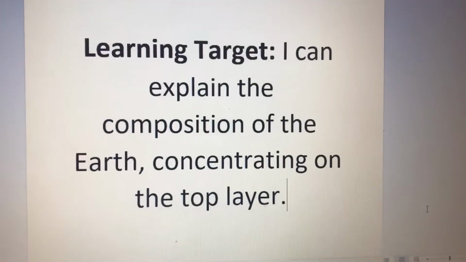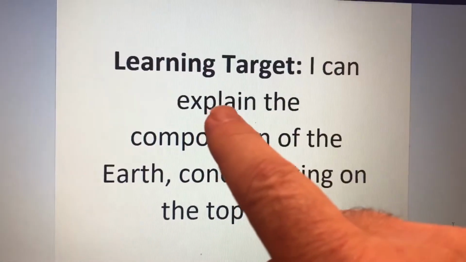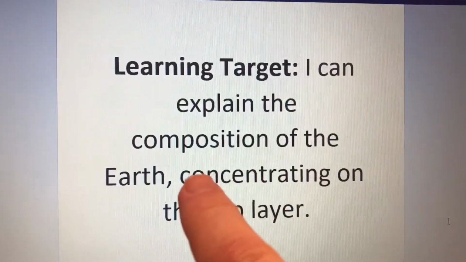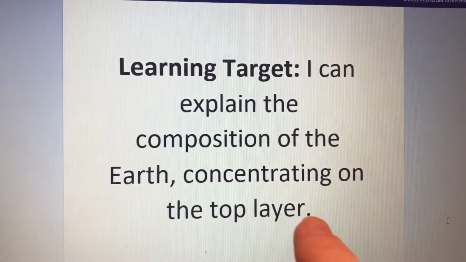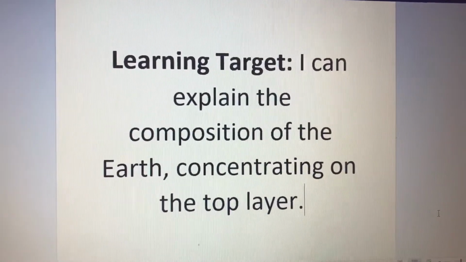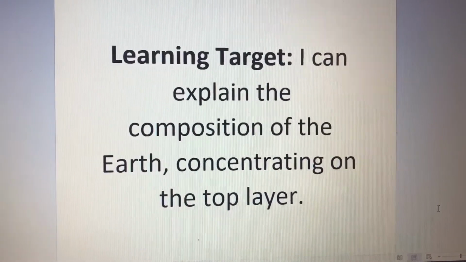So it's going to be all about our planet and what it is made of. But anyways, I don't want to get ahead of myself. Let's look at the learning target. The learning target is: I can explain the composition of the Earth, especially concentrating on the top layer. So the composition of the Earth, what it is made of. Like if I asked you, what is the composition of lemonade? You would have to say lemon, water, and sugar, right? That is the composition of lemonade.